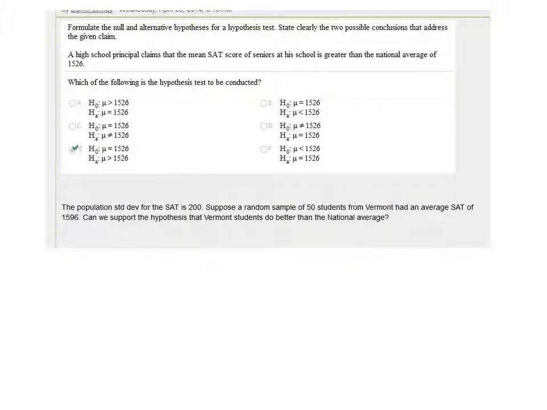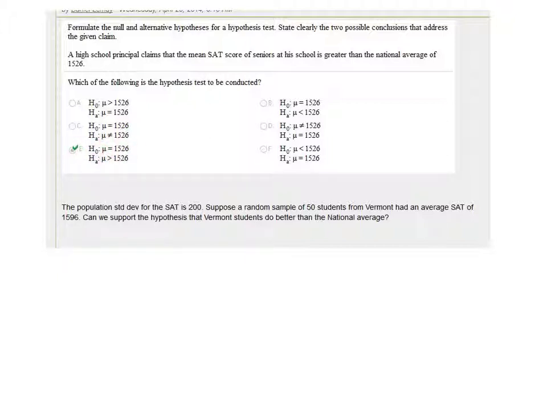To continue with this, I wanted to start talking about this instead of writing it all out. So I've got this. We know the national average for the SAT. I made this up, though it's probably close. Then I made up that we did a random sample of 50 students who had that average, and we're going to say, does that support the hypothesis that Vermont students do better than average? So that corresponds to that set of hypotheses.